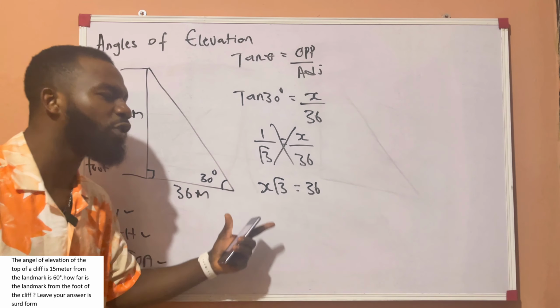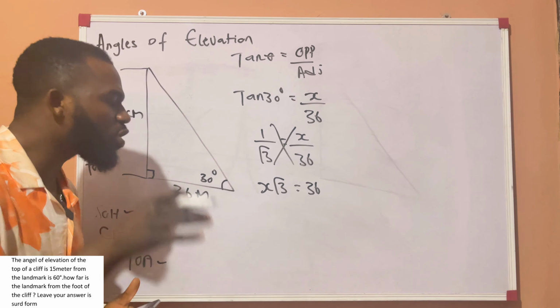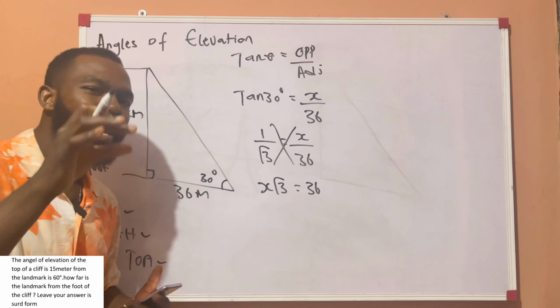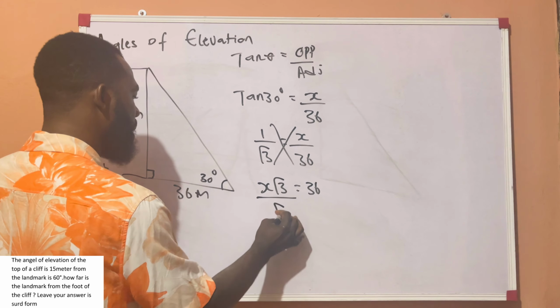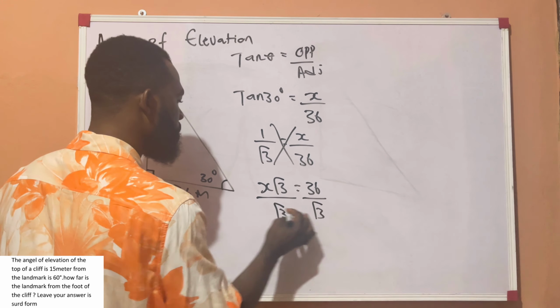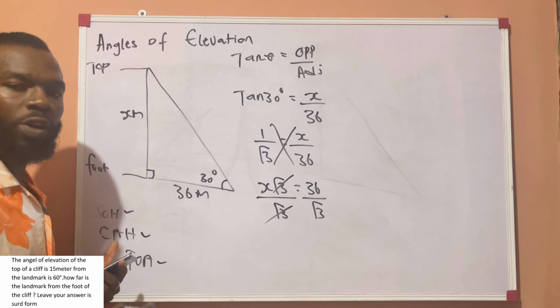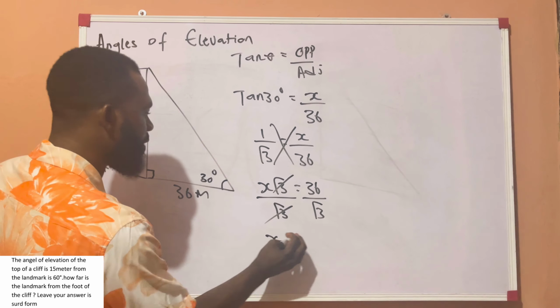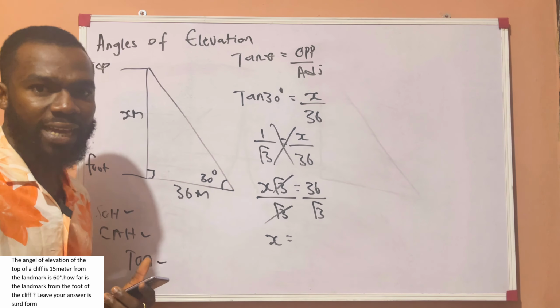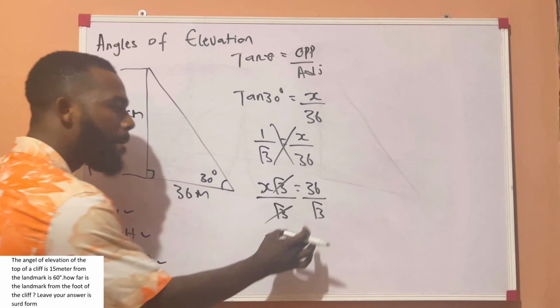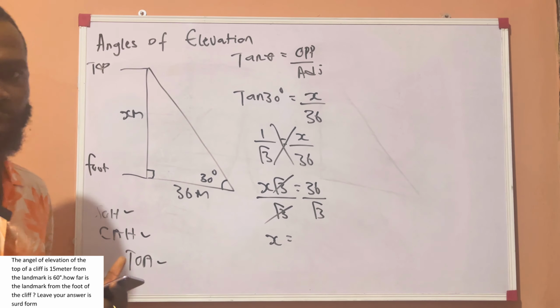Of course, we are told to look for the height, which is x. So for us to get the value of x, we need to make sure x is the subject of the formula. And for us to do that, we divide both sides by root 3. Now, when root 3 cancels out root 3, what do I have left here? We have x left here. Now, 36 over root 3 can be rationalized. Now, why are we rationalizing? Because of the root sign at the denominator.